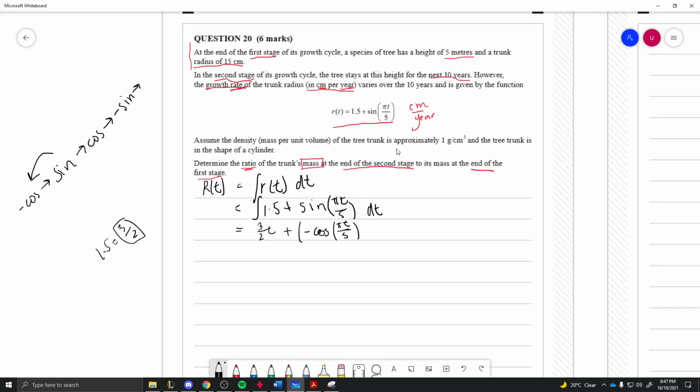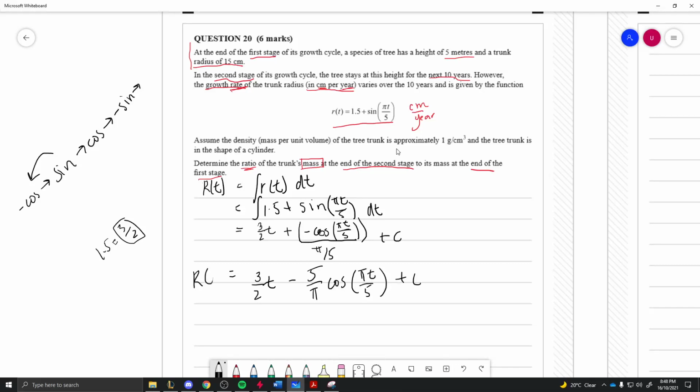And when you integrate a trig function, the inside function must divide. So let's just divide that here by pi t over 5. It would just be pi over 5, not the t, and then plus c. Let's simplify this. So 3 over 2t minus, and when you divide by a fraction, you can multiply it by the inverse. So 5 over pi cos pi t over 5 plus c.